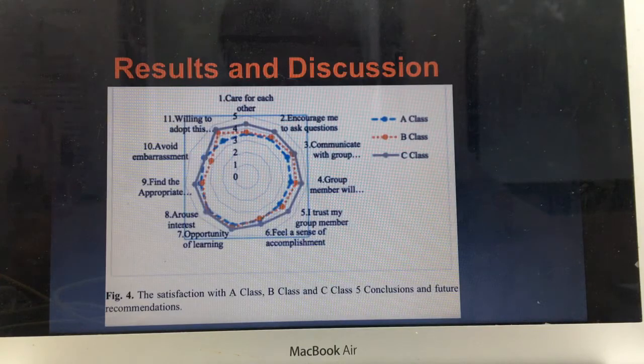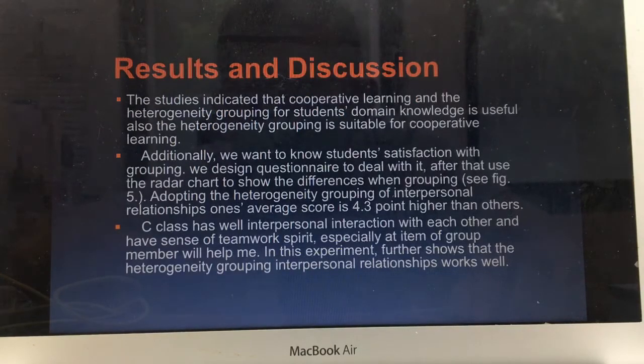Okay, this shows the A, B, C groups. A is the blue line, B is the orange line, and C is the gray line. So we can see that C can reach a higher score in 11 questions. The study indicates that cooperative learning and heterogeneous grouping by student domain knowledge is useful. Also, this is suitable for cooperation.